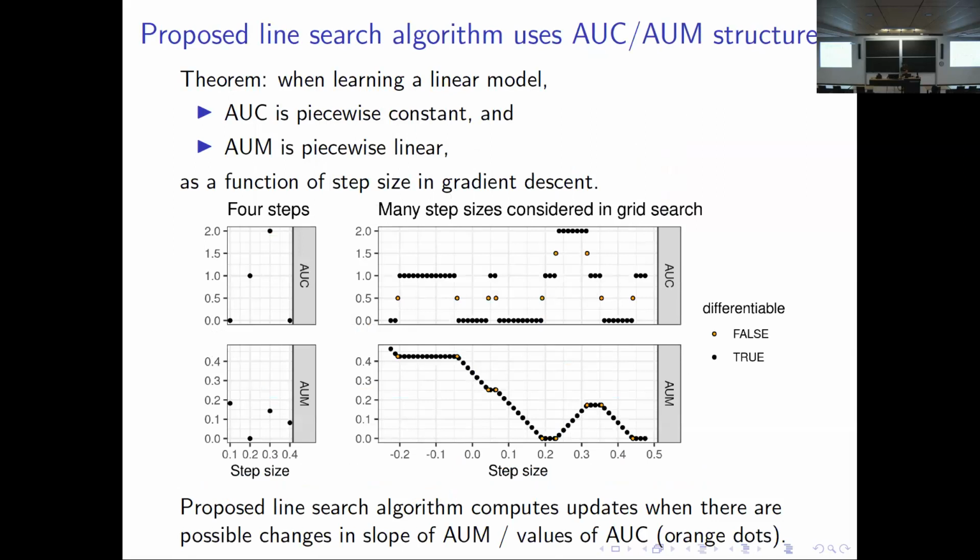So yeah, the proposed line search algorithm that we're working on uses the structure of the AUC and the AUM function. We have a theorem that when you're learning a linear model, AUC is a piecewise constant function, and AUM is a piecewise linear function of the step size in gradient descent. And so why is that useful? Well, we can take a look at an example.